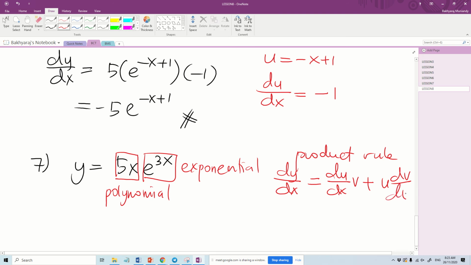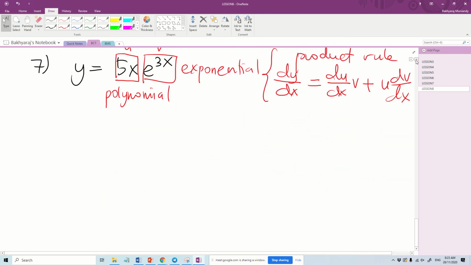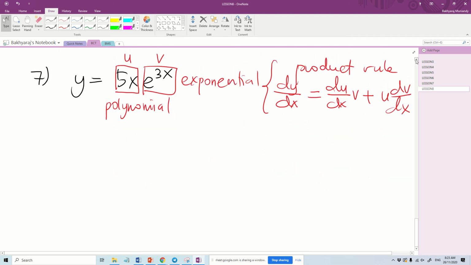Okay, so start with what is your u, what is your v. So I put this is u, I put this is v. Okay, so combination of these, we must use product rule. Once we know what is u, what is v, then we can go for the du and dv. Okay, so u equal 5x, then v equal exponent 3x.